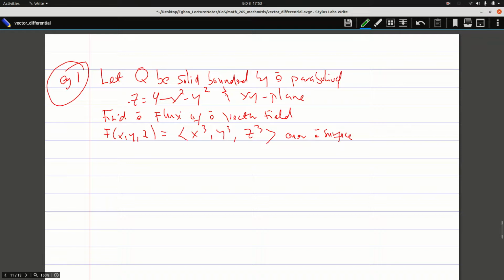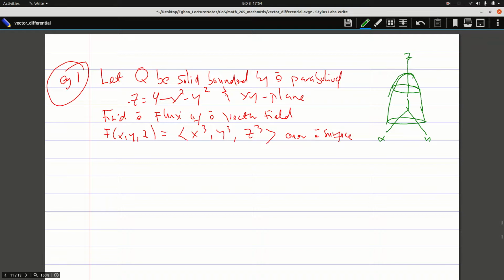In the first example, I have a solid Q which is bounded by some paraboloid. If I have to draw this intuitively, I'm having something like this, in the 3D x, y, z. If I trace this up, it's as if I have a polar form within. It is bounded by the z axis and then the xy plane. So this is the z axis and then the xy plane. It says find the flux of the vector field.